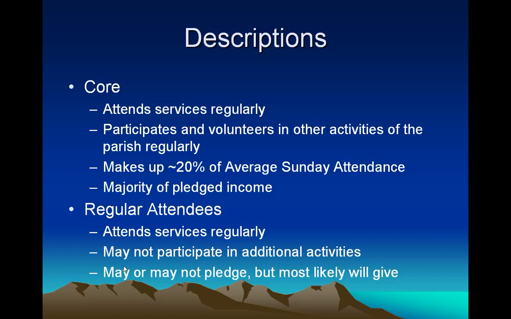So let's give some descriptions. The core, these are the people that attend services regularly. They participate and volunteer in other activities of the parish regularly. And they make up probably 20% of your average Sunday attendance. And they give the majority of the pledged income. Then you have your regular attendees. They attend services regularly. They may or may not participate in additional activities, and they may or may not pledge, but most likely will give.